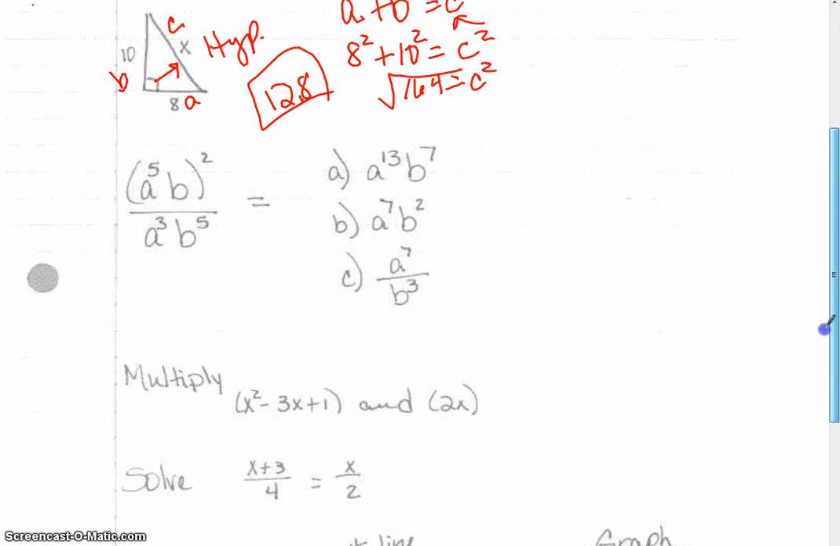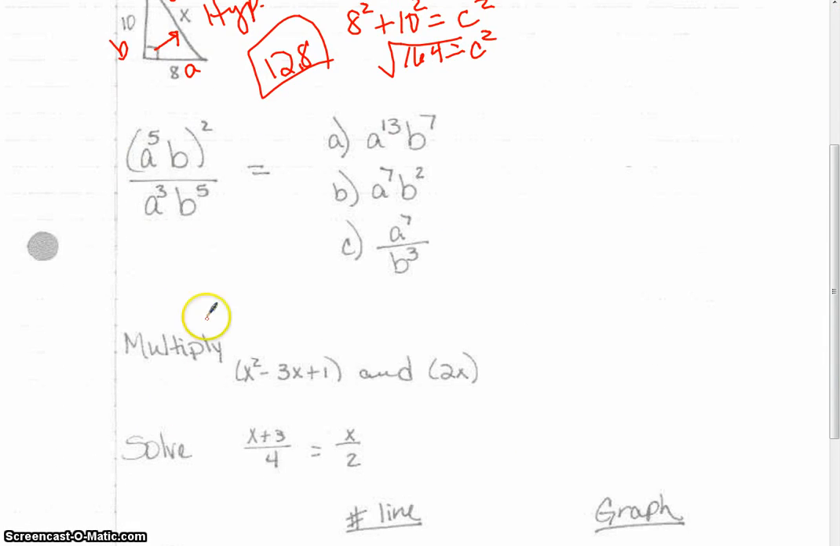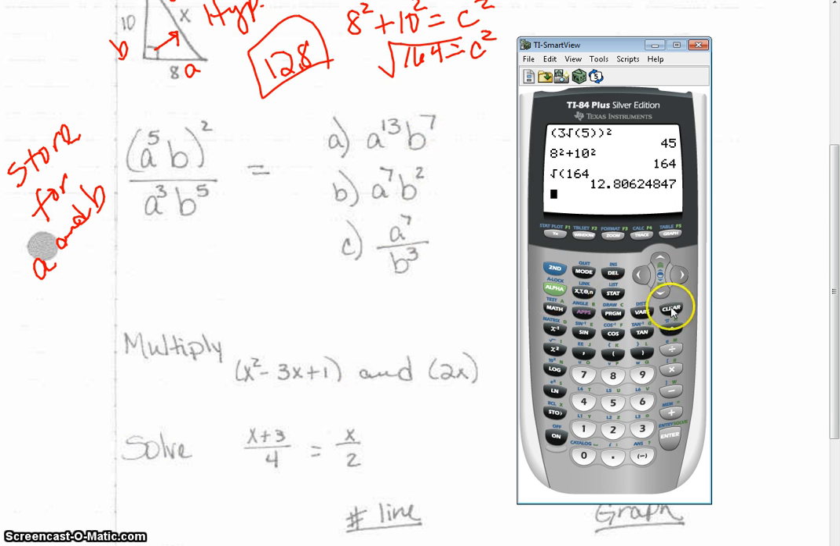When you have an exponent problem like this, my suggestion is that you store values for a and b. Remember, you want to store small numbers, and you want to store different numbers, and you don't want to use 0 or 1. So I'm going to say that 3 is going to be stored as a. So I'm going to do alpha and math to get my a. And then I'm going to take 5 and store that as b. So alpha and apps gets my b.